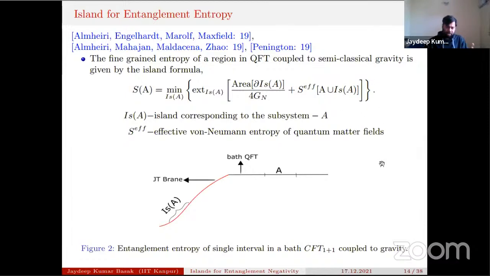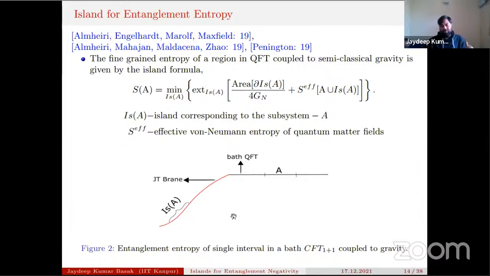Now, from a pictorial point of view, we can say that this is the Bath region, or this is the region where only QFT lies, or if we consider only AdS3 CFT or that dimension, we can say that CFT2 is living on this Bath, and we have this JT brane, which gives us the semi-classical gravity here. Also, the CFT2 is extended in this region as well.